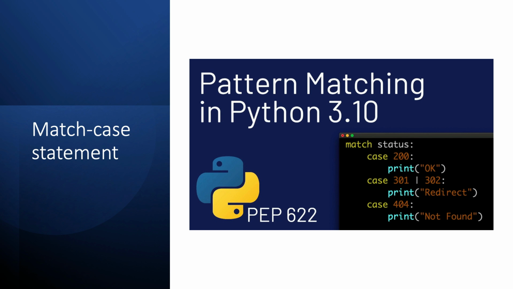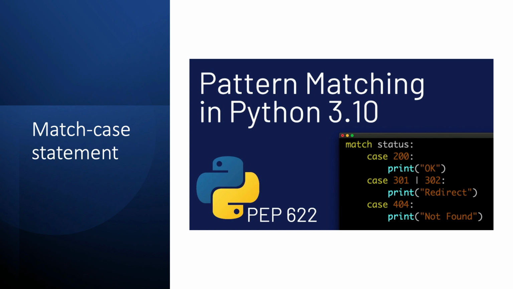So anytime a change is suggested to Python, a PEP is created, then it's reviewed, and then either accepted or rejected. Now the match case statement is designed to provide a more readable and concise way to handle conditional logic. If you're familiar with switch case statements from other programming languages, you'll find this concept quite similar, but with additional flexibility and power. So let's look at a basic example to understand the syntax.